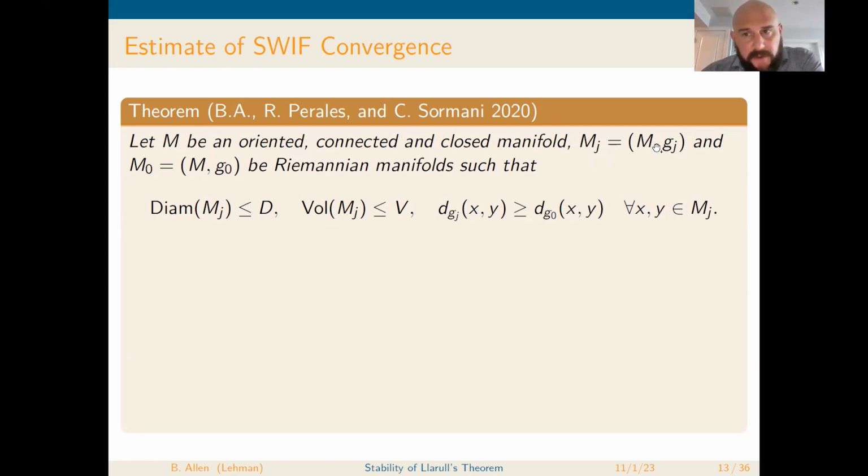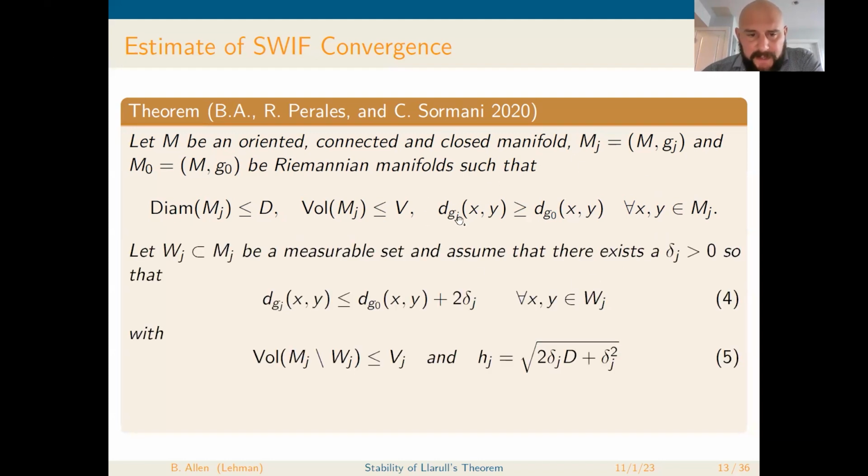So you have a Riemannian manifold M_j, and you have another background Riemannian manifold M_0, and you want to estimate the intrinsic flat convergence between those. So you need a bound on the diameter, and you need a bound on the volume, but these are somehow just bounds. And then you're going to require this Lipschitz condition between the distances.